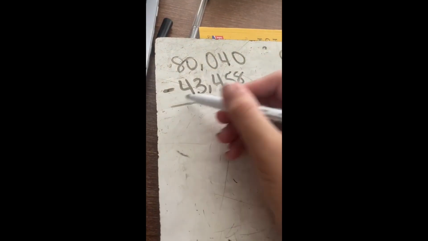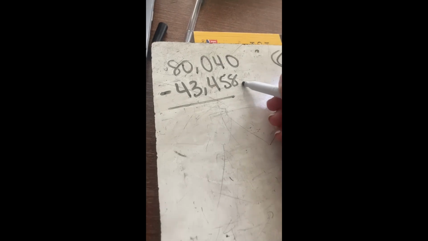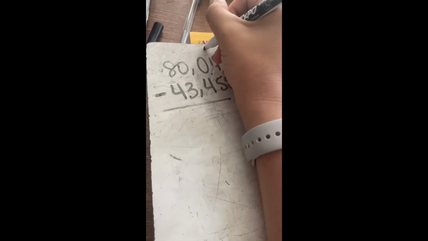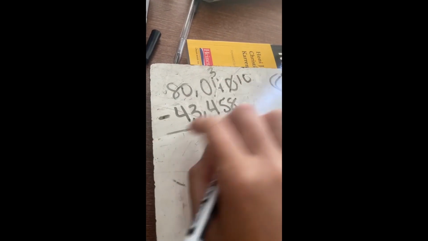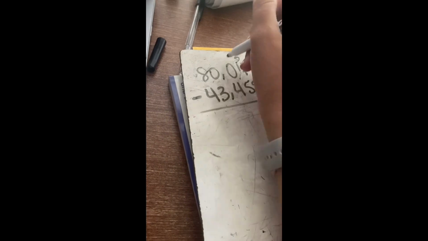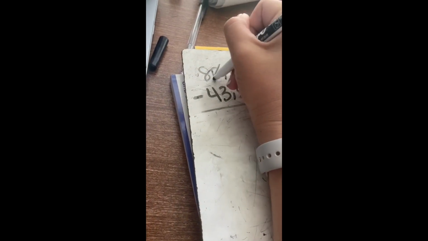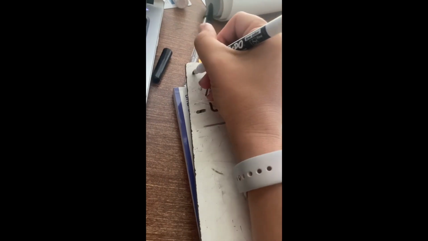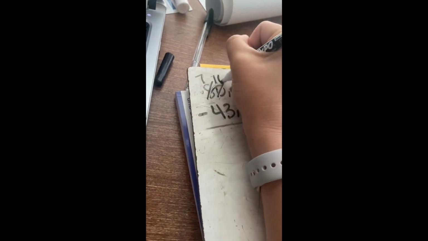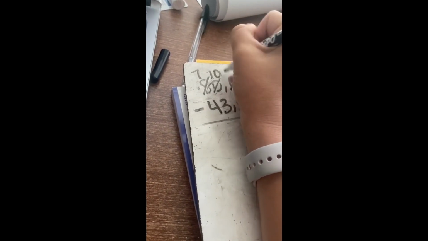So 0 minus 8, I can't do it. I go next door, this becomes 3 tens. This becomes 10. 10 minus 8 now is 2. 3 tens minus 5 tens, I can't do it, so I go next door, and they have nothing, all the way until we get to the ten thousands. This now becomes 7 ten thousands. They give me 1 ten thousand.